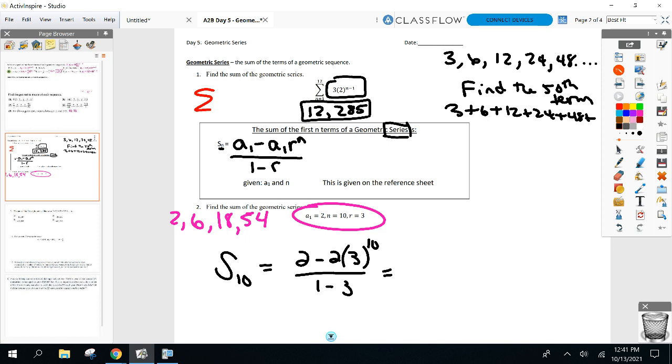Please plug that in all at once in your calculator. Don't try to do the top and the bottom separately, something might go wrong. Get a fraction template, alpha y equals, and then plug in the top and the bottom as you wrote it on your paper. The answer is 59,048.